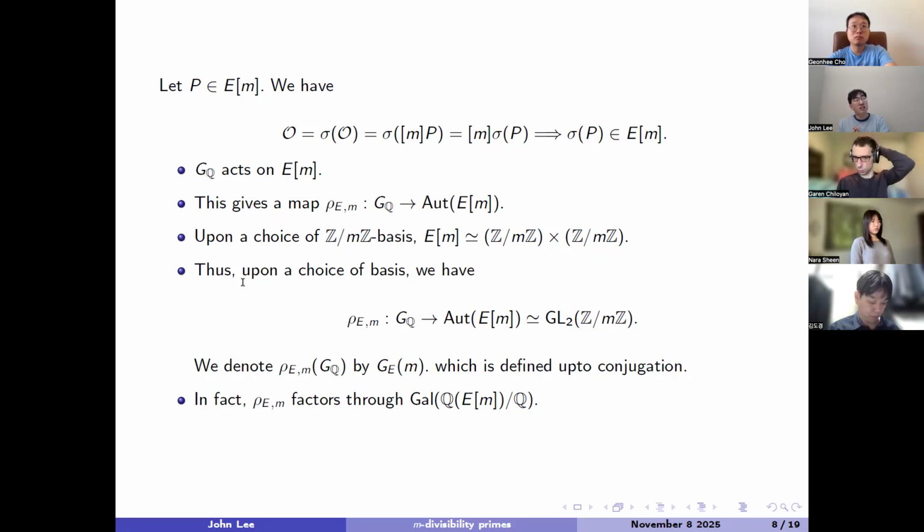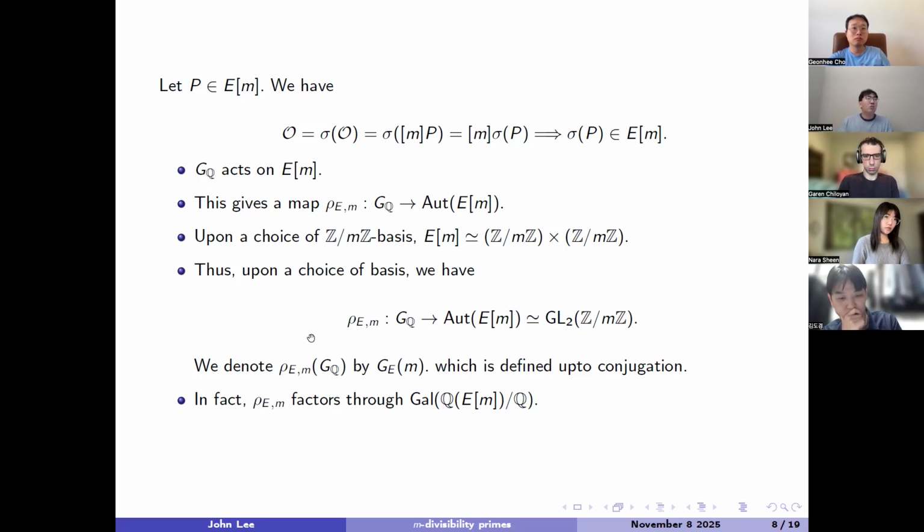However, upon the choice of a Z mod MZ basis, EM can be identified as Z mod MZ times Z mod MZ. So upon the choice of basis, this automorphism group of EM can be identified as GL2 of Z mod MZ. And we're going to denote this image of rho EM of GQ inside GL2 of Z mod MZ as GEM, which is not uniquely defined because it depends on a choice of basis, so it is defined up to conjugation. But I don't really care about that because I'm usually interested in the size of GEM, not how exactly it looks. So from now on, I'm just going to assume GEM is some specific group.